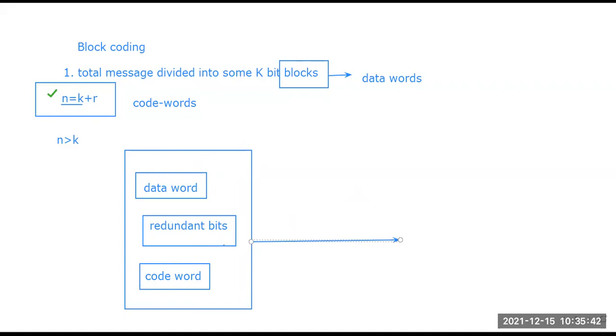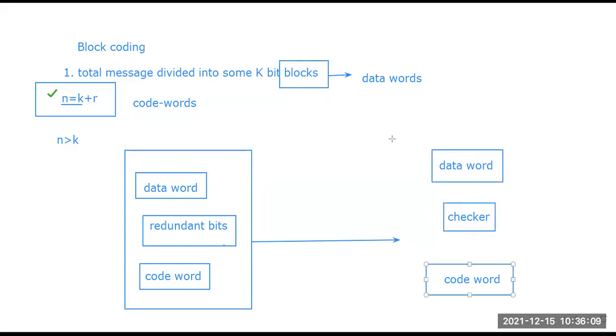And then what happened? There is another term, a checker will be there, right? So first of all, these two things will be the same. Some data word will be there, the original message, and the code word that was received by the receiver. In between, a checker will be there to check the process, to check for the redundancy bits, and then to remove the redundancy bits to get the original message.